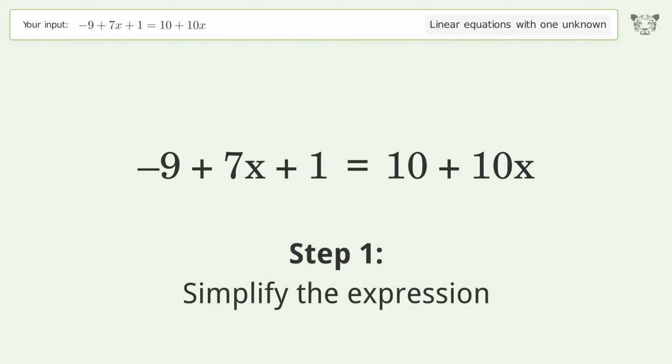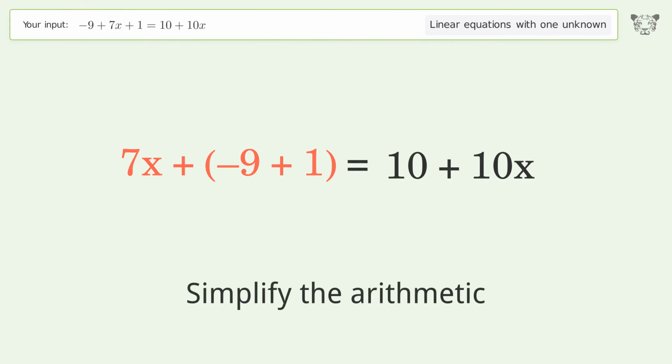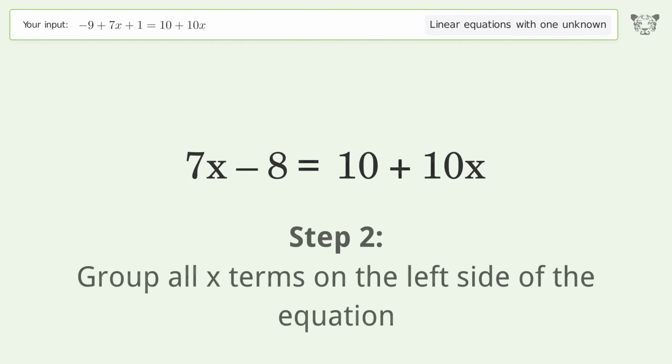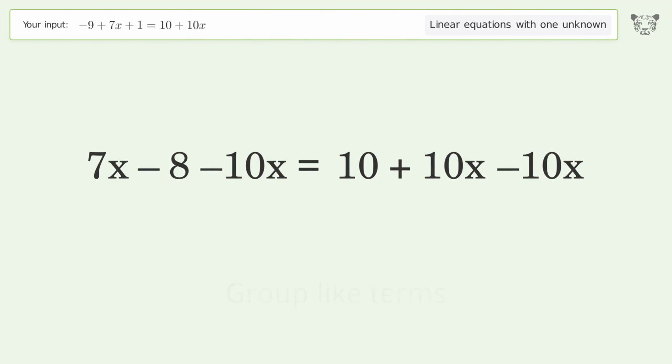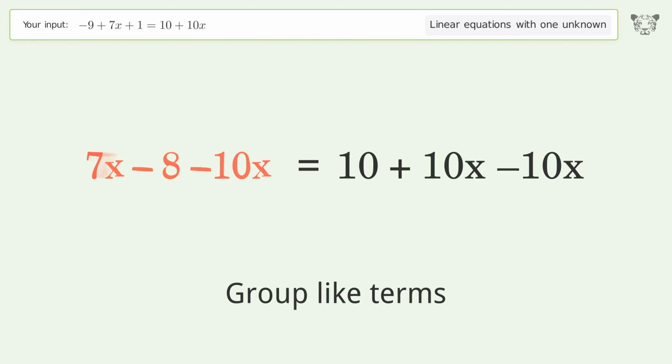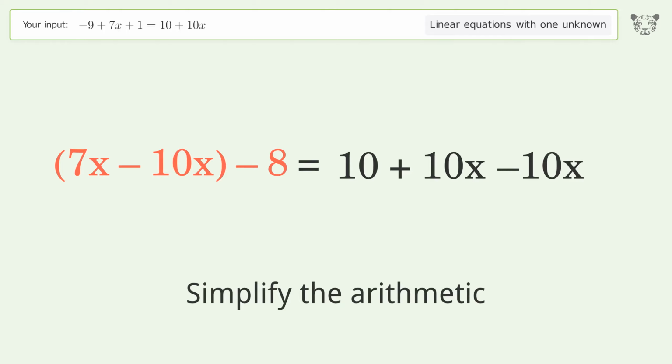Simplify the expression. Group like terms. Simplify the arithmetic. Group all x terms on the left side of the equation. Subtract 10x from both sides. Group like terms. Simplify the arithmetic.